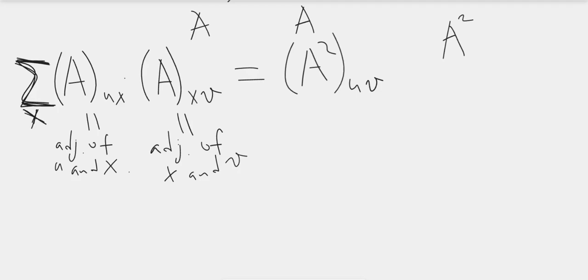So basically the product would be 1 only when both of these hold. So when U and X are adjacent and X and V are adjacent, then the product would be 1, otherwise it would be 0, right?